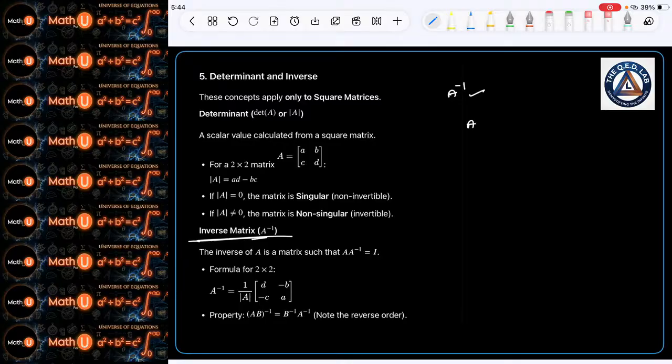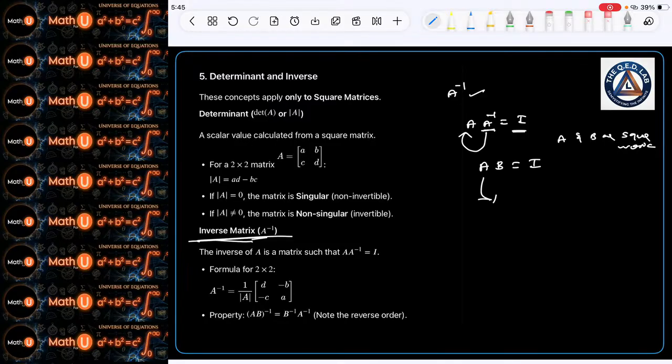If A into A inverse, then the product of those is equal to identity. For example, if any matrices are given like this, AB is equal to identity. What is the meaning of this? AB is equal to identity means A and B are both square matrices.